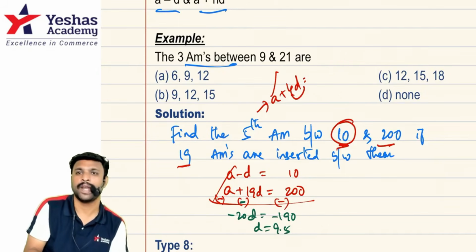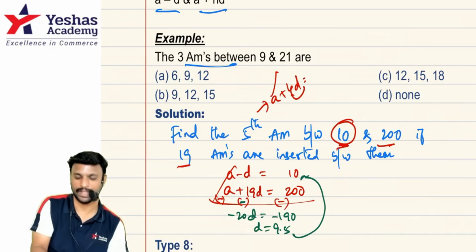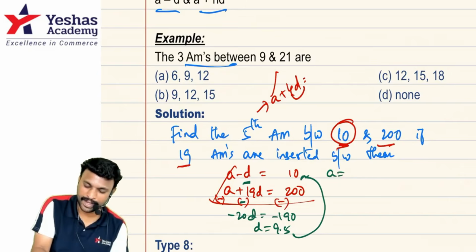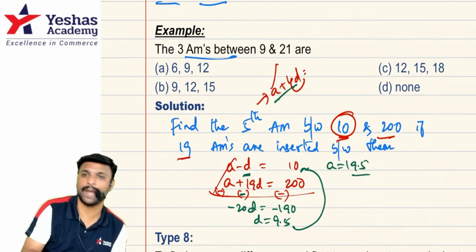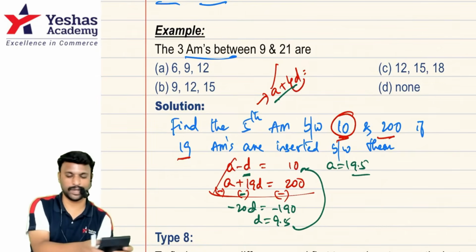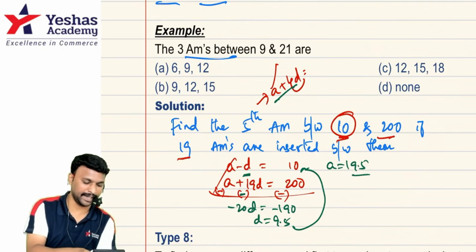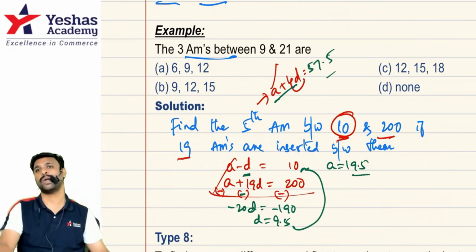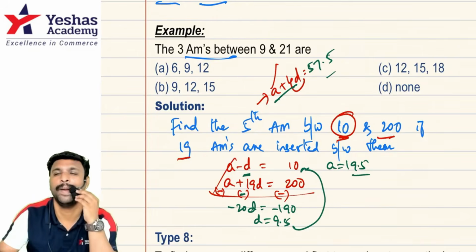D value I got. Now I would put the D value in the first equation to get the A value. D is 9.5. If it is taken to the other side, it becomes plus 9.5. 10 plus 9.5 is 19.5. I got the A value. Ultimately, I want A plus 4D. 4 into D, which is 9.5, plus A, which is 19.5. That will fetch 57.5. You understood? Everybody, say yes or no.